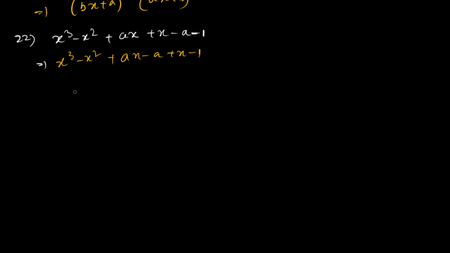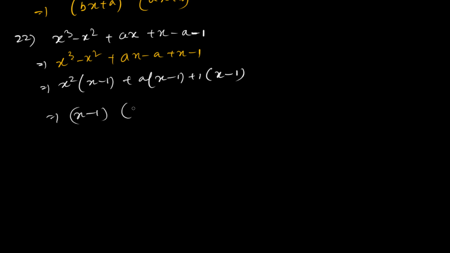So let's do it. We can take x square common, it's x minus 1. We can take a common, x minus 1. We can take 1 common, it's x minus 1. So that means x minus 1 into x square plus a plus 1. Yeah, that's it for the 22nd question.